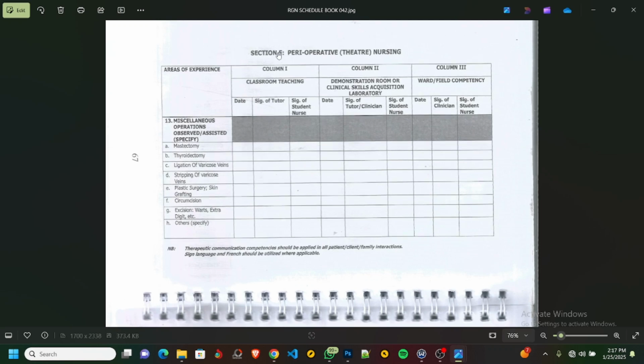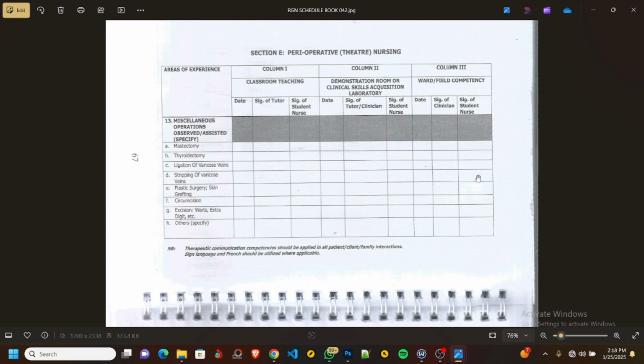Okay, so the next one, on a quick one, is still the same perioperative nursing or theater nursing, and these are some of the areas that you are supposed to go through as experience. If you are taught in the classroom, you write the dates to which you were taught, then you sign as a student, then the tutor signs. Then if you have been demonstrated to in the skills lab or even in the hospital, you also write that particular date each of them were demonstrated to you, you sign as a student, then the clinician also signs.